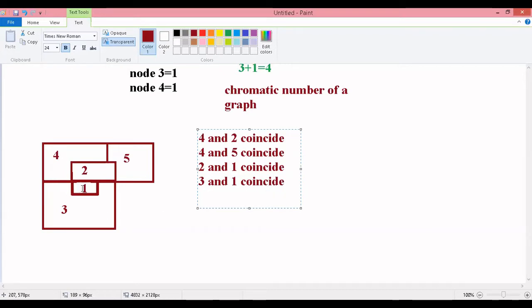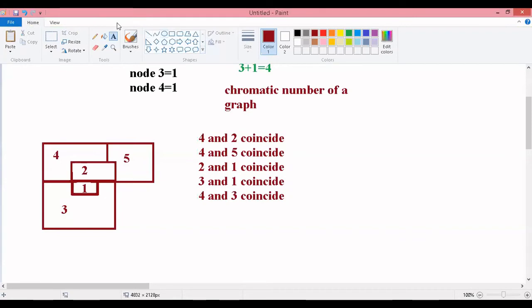If you see 3 and 1, 1 is inside 3. If you see 4 and 3, yes, 4 and 3 also coincide. What I'm trying to say is 4 is attached to 3. If you see 4 and 2, yes, 2 comes inside 4. If you see 4 and 5, yes, 4 is attached to 5. But 5 and 3 are not coinciding. 2 and 3 are coinciding. Now I'll color it and show it to you.